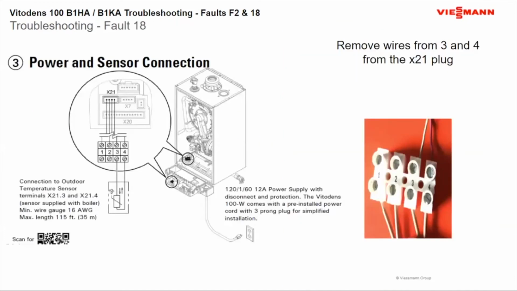So for fault 18, this pertains to your outdoor temperature sensor. Remember in the beginning, as I was showing you the 18 or the 10 fault, the 10 fault was wires touching or your sensor is faulted out, shorted out, whereas an 18 fault is that your wires are broken or your sensor is broken.